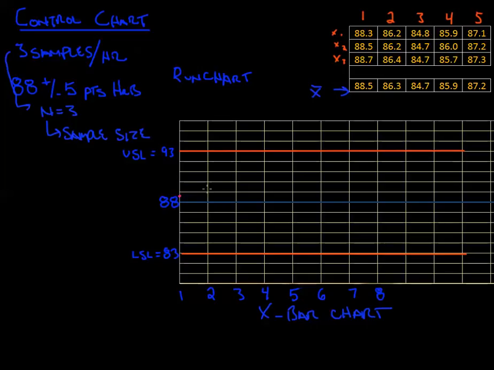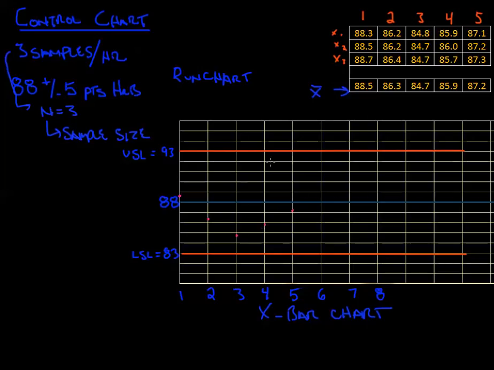Second hour, 86.3. 86.3 is down here. That looks better. Okay, there we go. Hour 3, 84.7. So here's my hour 3, 84.7. Hour 4, 85.9. And then my fifth hour, 87.2, so I'm up over here. Okay, and obviously as my shift goes on and then the next shift comes in, in other words, as the process continues, the data just fills in.